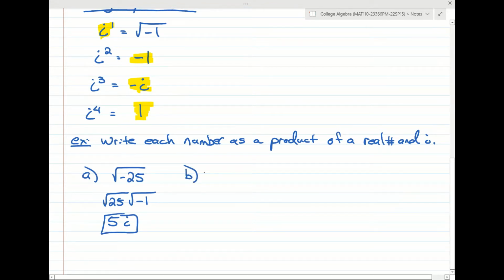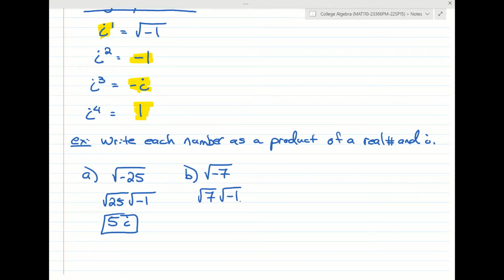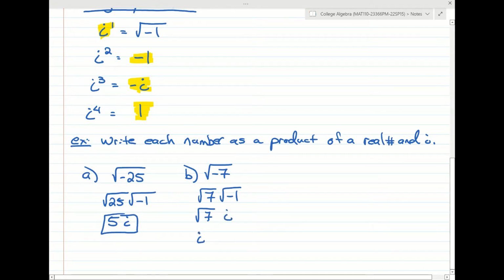I gave you the square root of -7. That's the same thing as the square root of 7 times the square root of -1. Can't do anything with the square root of 7, so we leave that alone. The square root of -1 is i. Generally, we put the i in front of the square root. That way it doesn't look like it's underneath it.